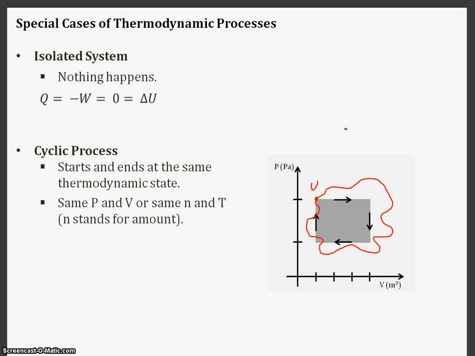Because of that, it has the same initial P and V and the same final P and V, or the same initial N and T and the same final N and T. And that means that the internal energy change is 0, which means that the heat is equal to negative the work on the gas. So if the gas does work and loses energy, well, that's the amount of heat you have to gain. You have to put in. If work is done on the gas and it gains energy, well, that's the amount of heat you have to take away. So you have to make sure to compensate for the work by the heat, and that's all there is to it.